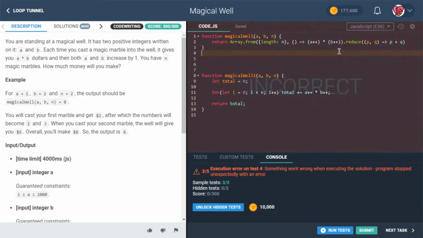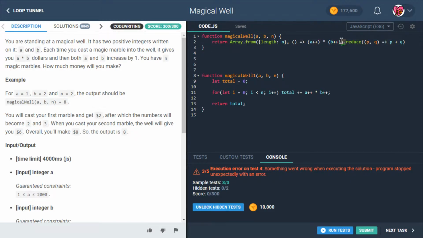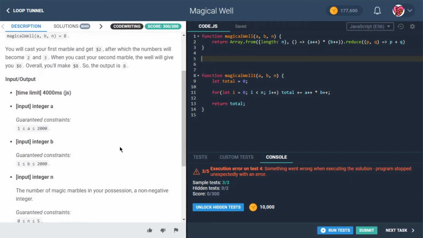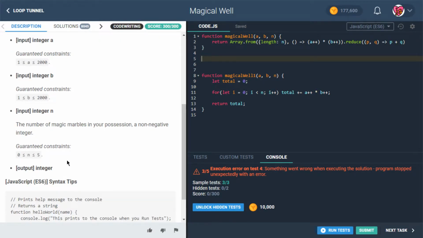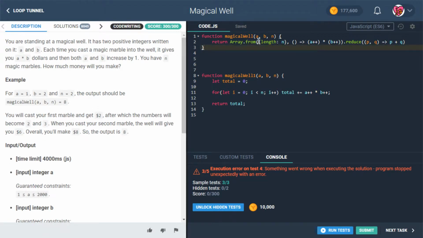Let's submit it. We'll see if it passes the hiddens, and oh, it doesn't. Okay, why not? Oh, you know what? I think it's probably because, could there be an empty array? Could n be 0? N could be 0. Wow, look at that. N can only go up to 5. Okay, so n could be 0. If n was 0, this would be an empty array, and I don't think you can do a reduce on an empty array.